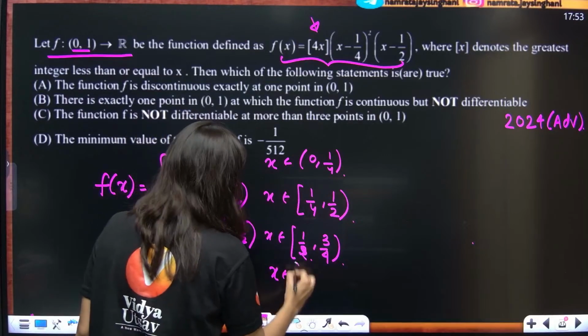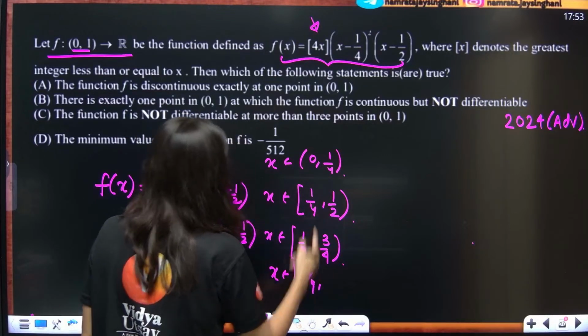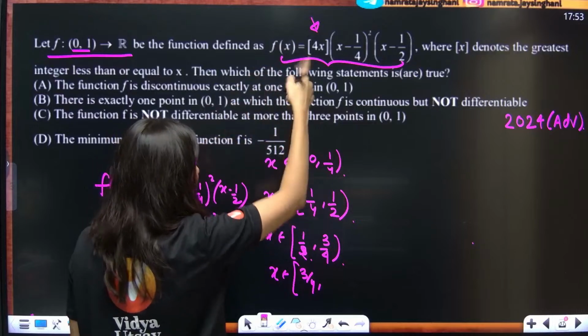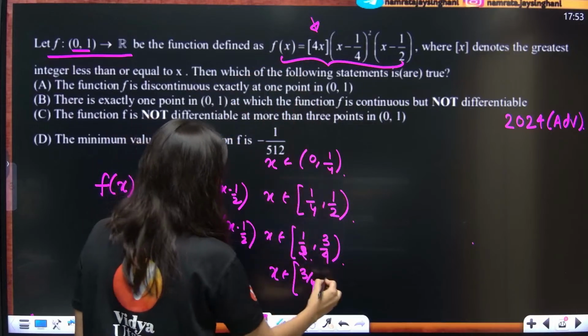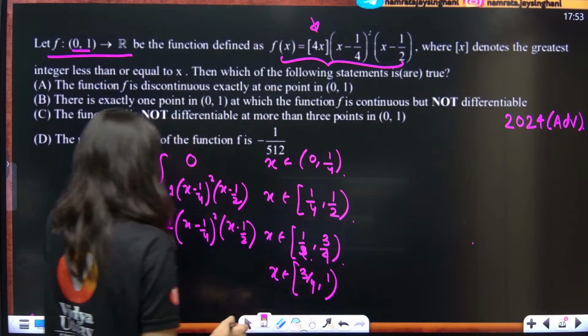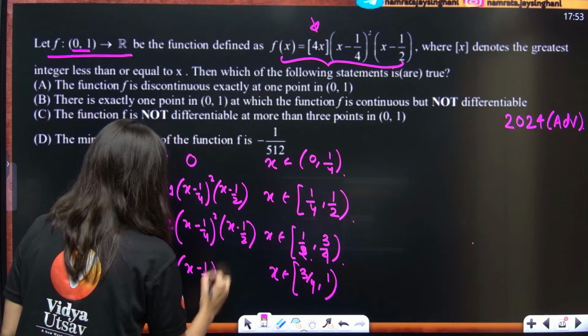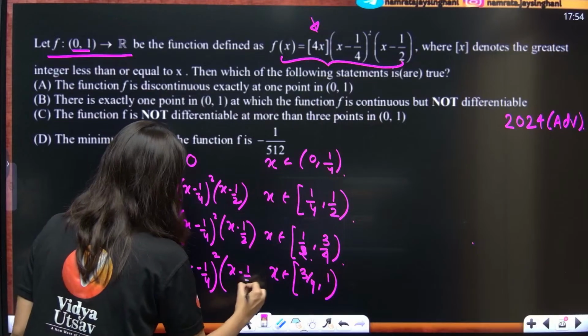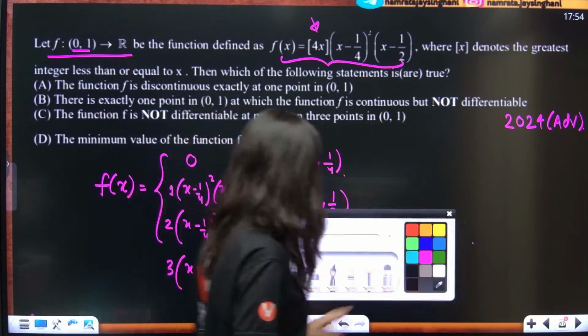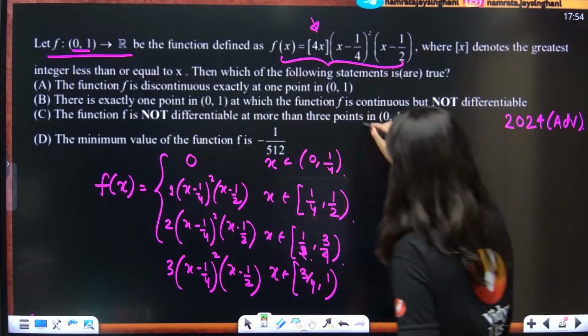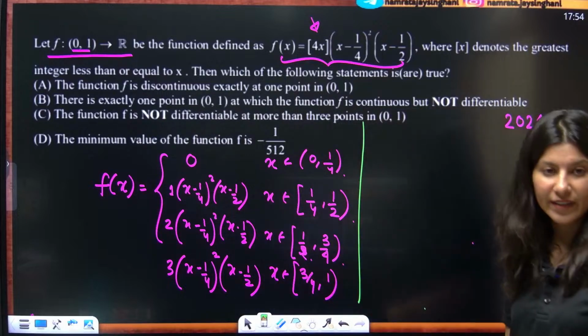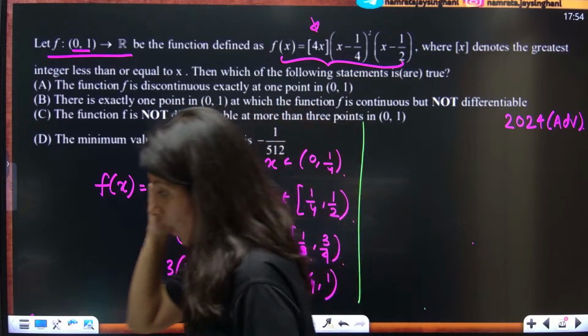Now x belongs to 3 by 4 to 1, where 3 by 4 is allowed, you are allowed to put x equals to 3 by 4. The 4 cancels, 3 will be there. So this is 3 times (x minus 1 by 4) whole square times (x minus half). Getting it, understanding it? This is your f of x. Now, continuity.